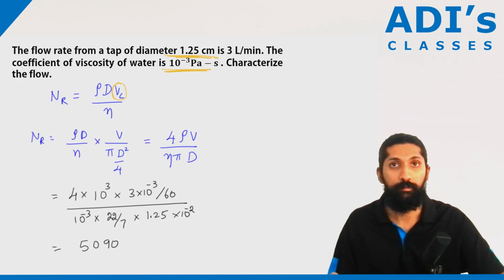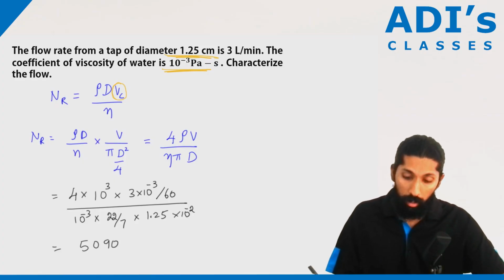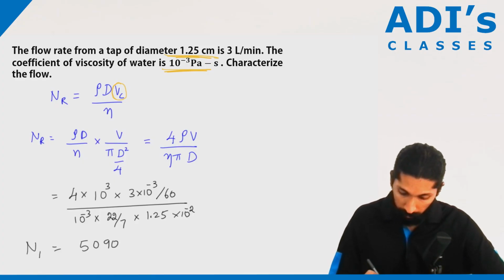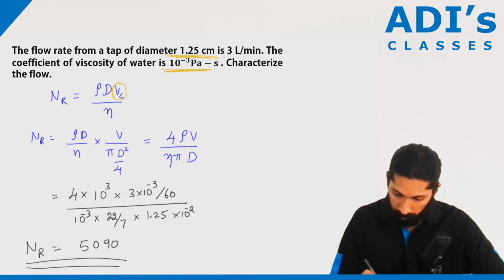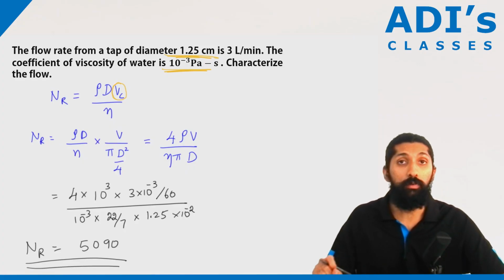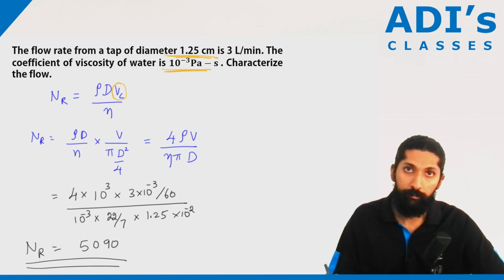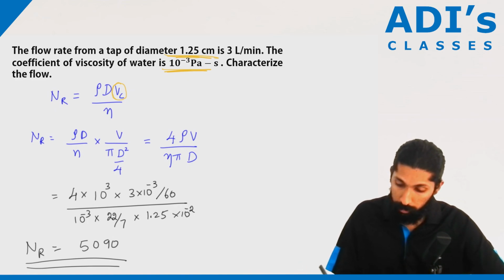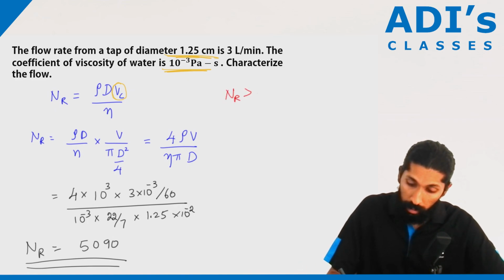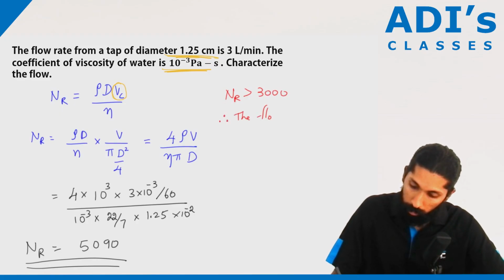5090. Understood? Now, since you have 5090, the Reynolds number is 5090. Now, what we know is that anything more than 3000 is a turbulent motion, correct? So, what we get from this one is that since NR is greater than 3000, therefore, the flow is turbulent.